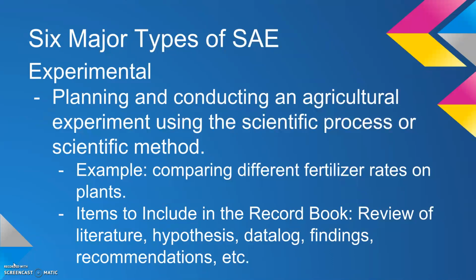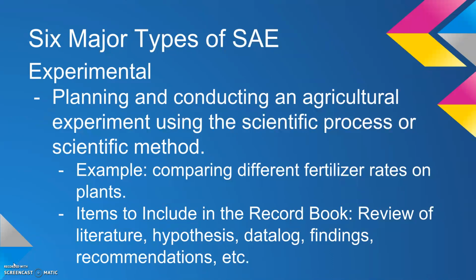Items to include in the record book for this particular type of SAE would be a review of literature. Anytime that you do an experiment, you should review literature. So you should actually go out online and figure out, has anyone done this experiment before? And if so, what were their findings? So review of literature would be the first thing. Your hypothesis or your guess as to what's going to happen. Data log, your findings, and then your recommendations.